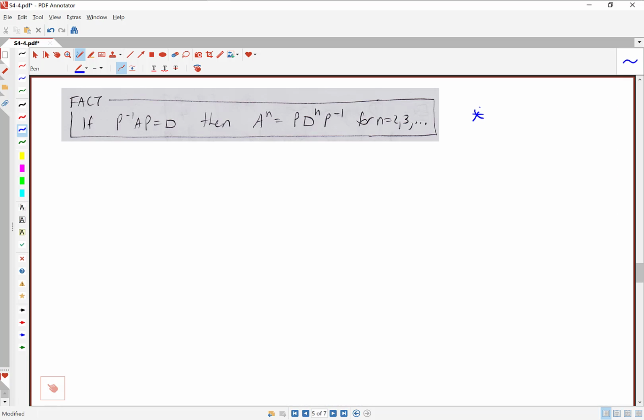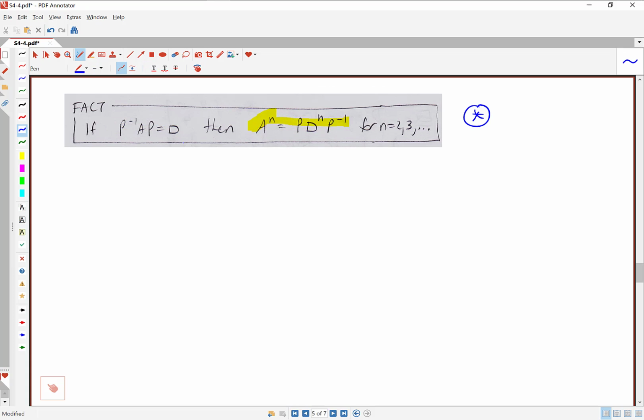So here's a really key fact for us. If we have P inverse AP equal D, in other words, if we've managed to diagonalize our matrix A, then we have a quick formula to help us compute the nth power of A, and that is P D to the n P inverse. This would be true for any positive integer n.